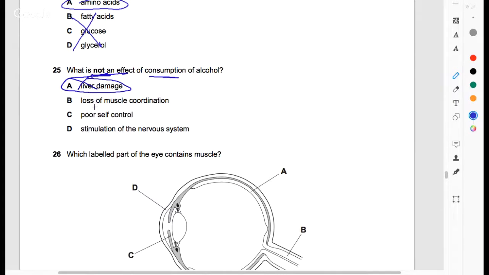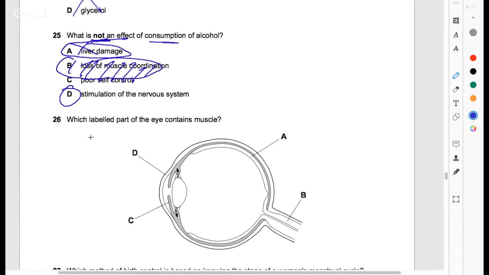Loss of muscle coordination and poor self-control, they're both things that you get when you're drunk. So this is essentially the description of somebody who's drunk. So it's not those two, they do happen. Then stimulation of the nervous system. Alcohol is not a stimulant, so stimulation of the nervous system is the correct answer. It's a depressant.